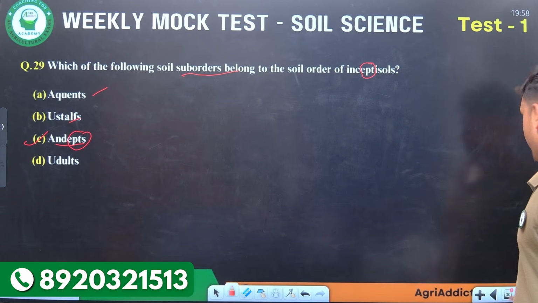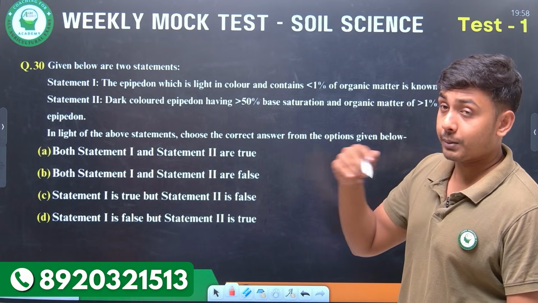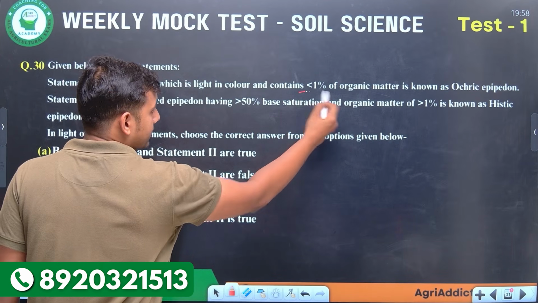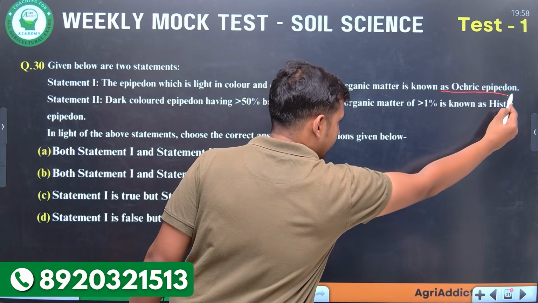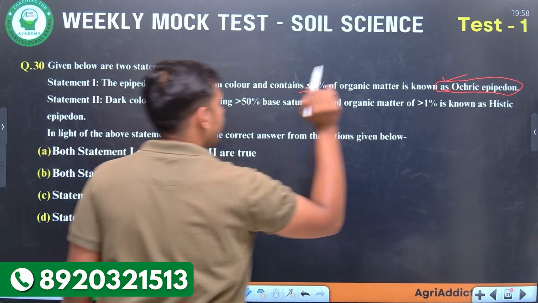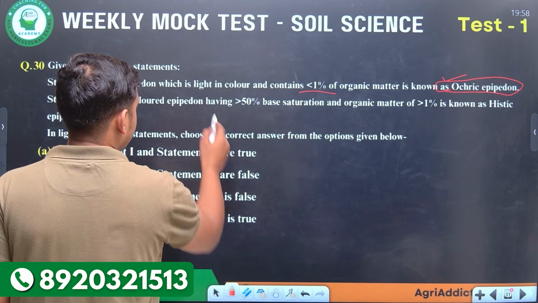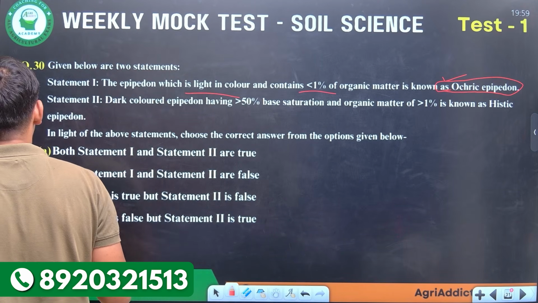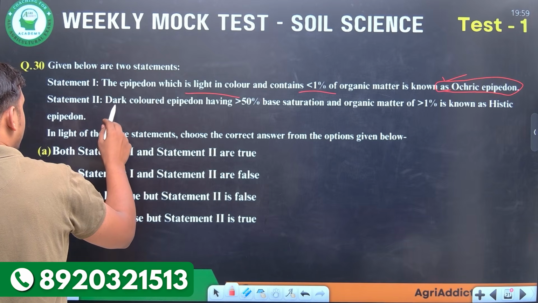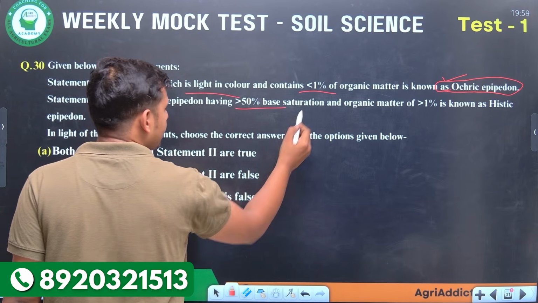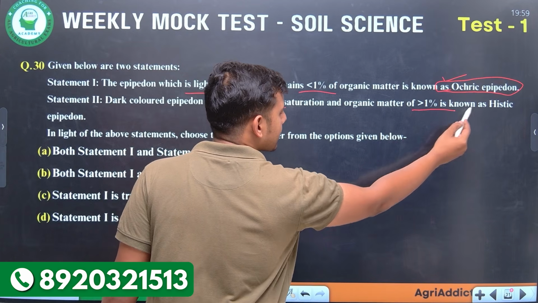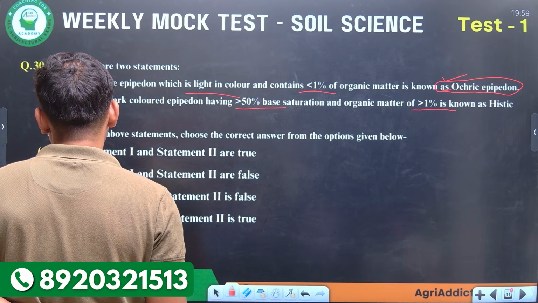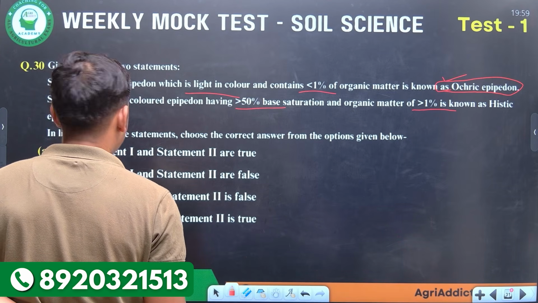Now comes the next statement based question. The epipedon which is light in color and contains less than 1% organic matter is known as ochric epipedon. Yes, this is the right answer, because the definition of ochric epipedon is that it is light in color and has less than 1% organic matter. Now comes statement 2. Statement 2 is: dark colored epipedon having more than 50% base saturation and organic matter more than 1% is known as histic. So statement 2 is not correct.